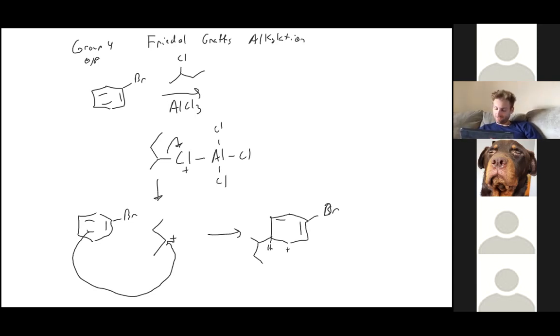From this point, we've generated our Lewis base, AlCl4-, which can pull off a proton and re-aromatize to give us our final product.